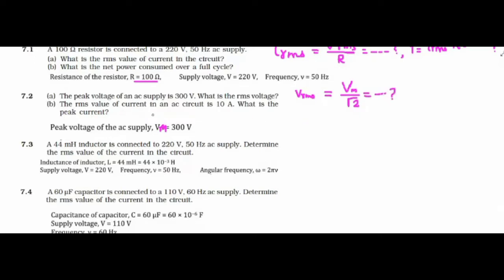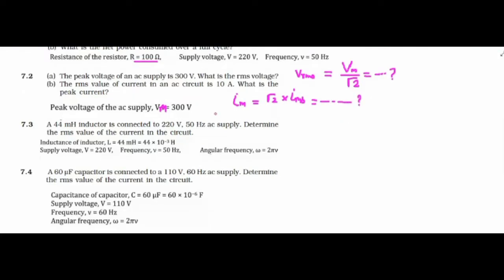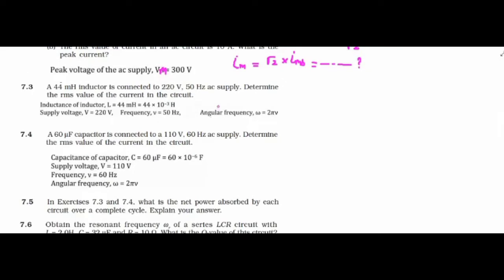Then the RMS value of current in the circuit is 10 ampere. What is the peak current? Peak current IM is equal to root 2 into IRMS. RMS current is given there, so root 2 into IRMS, so that you get the value of peak current. Next, question 3. A 44 millihenry inductor.